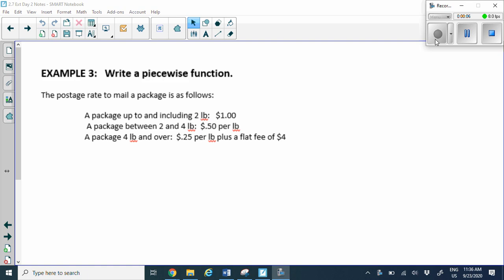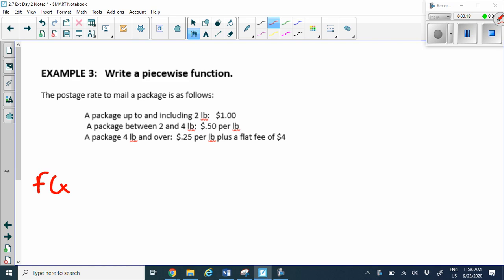Once again, we are writing piecewise functions, but for the next couple of examples, we're going to write them given a word problem. Okay, first thing I always like to do is write the notation. Let's just go ahead and write that, and then we can read the problem and get to the equations and the restriction part. Okay, so it says the postage rate to mail a package is as follows.